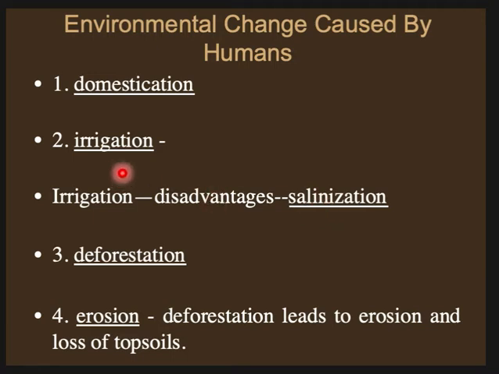Irrigation: if you over-irrigate, especially in a very hot area, the water in the irrigation canals evaporates and leaves behind minerals and salts in the soil. And over time, these salts build up until the salt is so high that the land is unusable. Erosion, right? Deforestation leads to erosion. As I showed you in some of those pictures, there are areas that used to be forests that are now completely deforested. Some of the rich topsoils in those areas were washed away and have not returned.